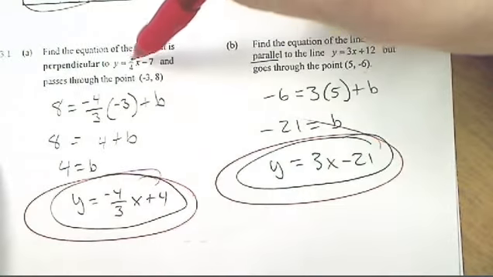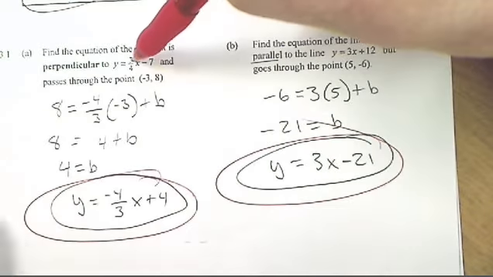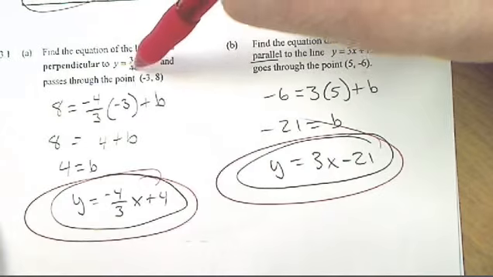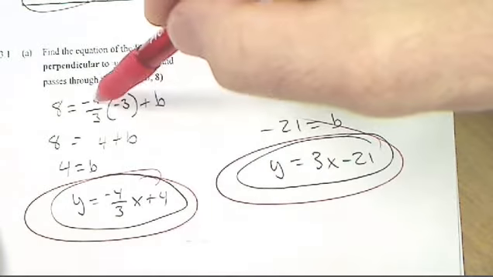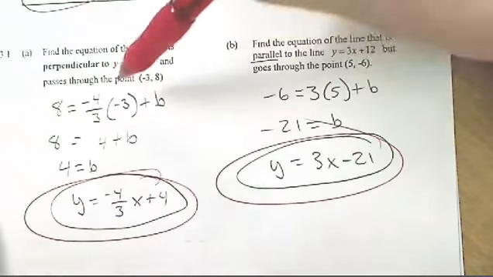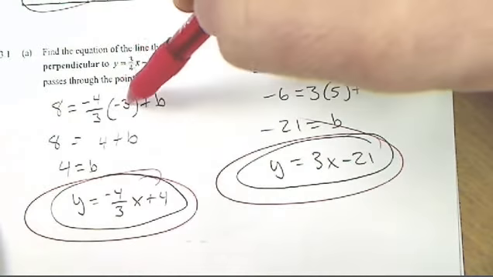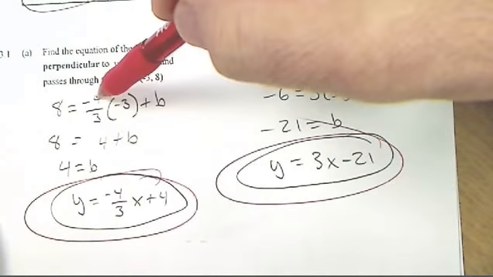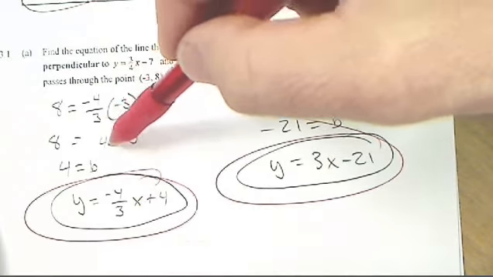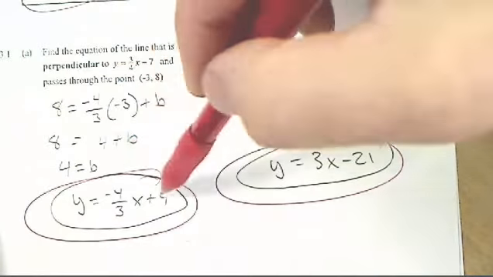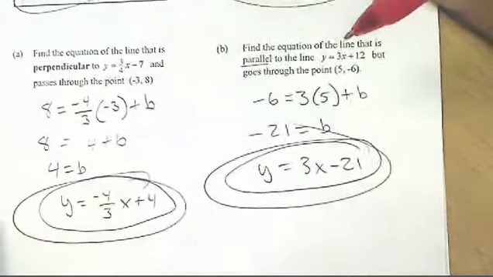Perpendicular, opposite, reciprocal. So that's 3 over 4, so now it's negative 4 over 3. And then you're plugging in negative 3. So negative times negative is positive 12, divided by 3 is positive 4. Subtract 4 from both sides. That's how I got my y-intercept.